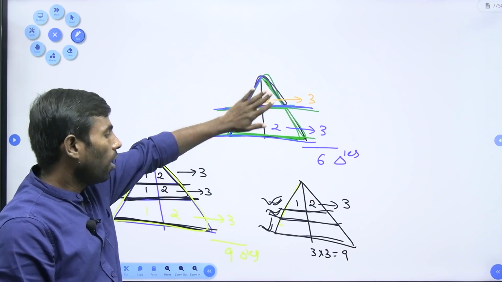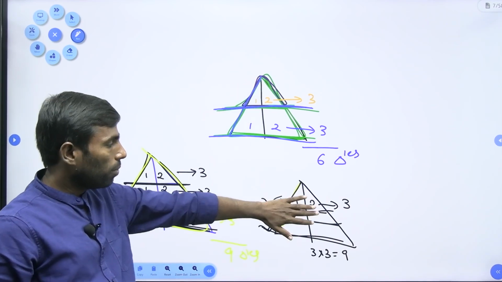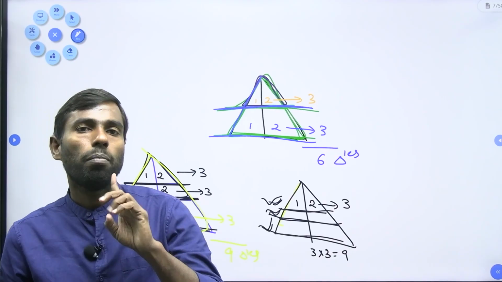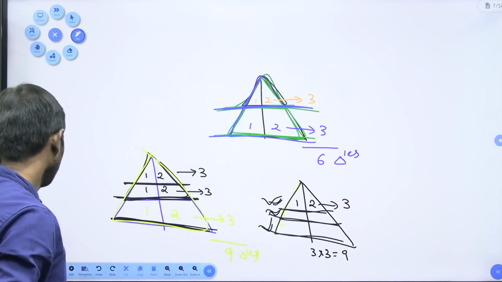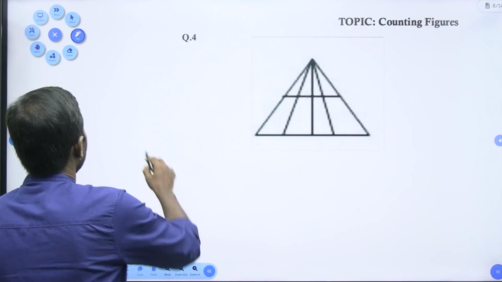Either you can do it like this or you can do it like that. Once you are clear, this is the better method. First find out the number of triangles for the one part, then multiply with the baselines. Now, see the figure. Next question.